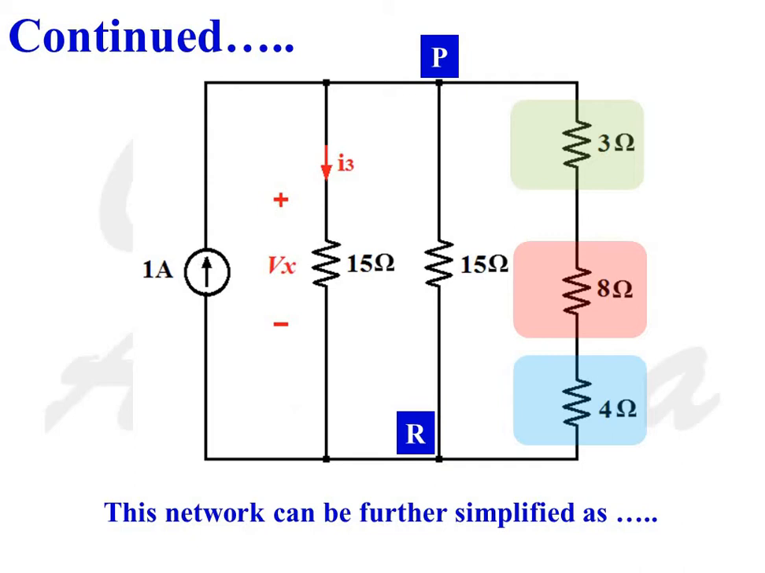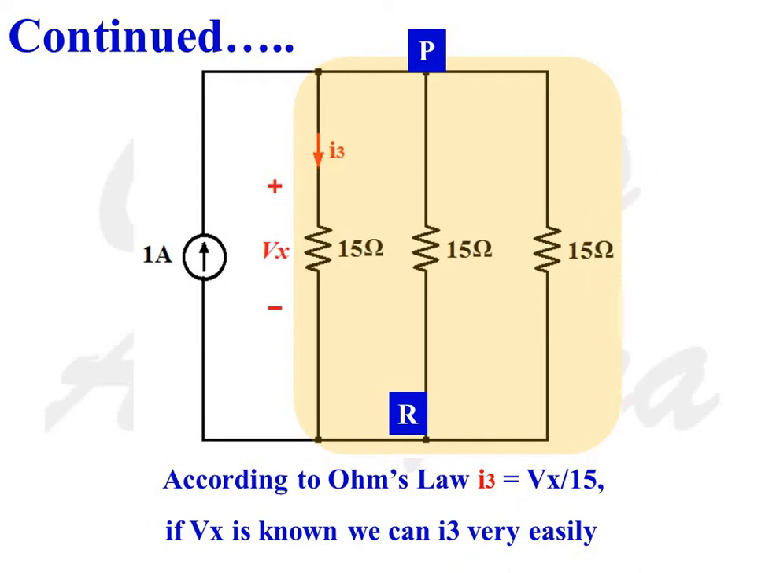This network can be further simplified as follows. Here there are three 15 ohm resistors connected in shunt. So according to Ohm's law, I3 is equal to Vx divided by 15. If Vx is known, we can find the value of I3 very easily.